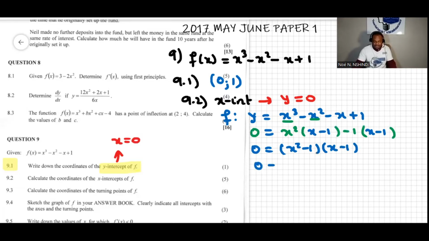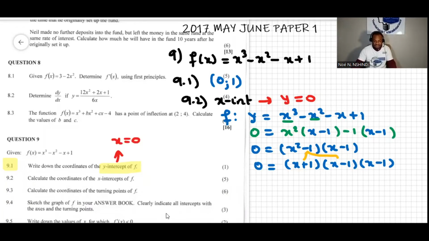0 will be equal to x minus 1. If I use the difference between 2 squares, x squared minus 1 here can be x plus 1 times x minus 1. And then we have also x minus 1. So this, let me just show. Okay, and then we can calculate now the value of x.